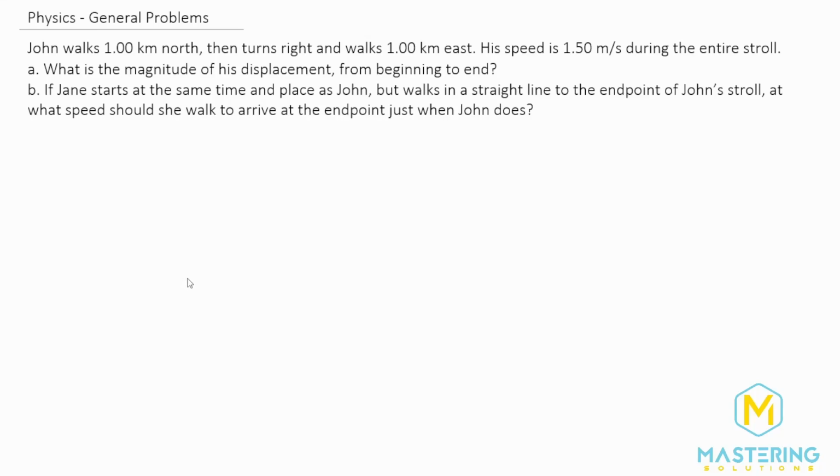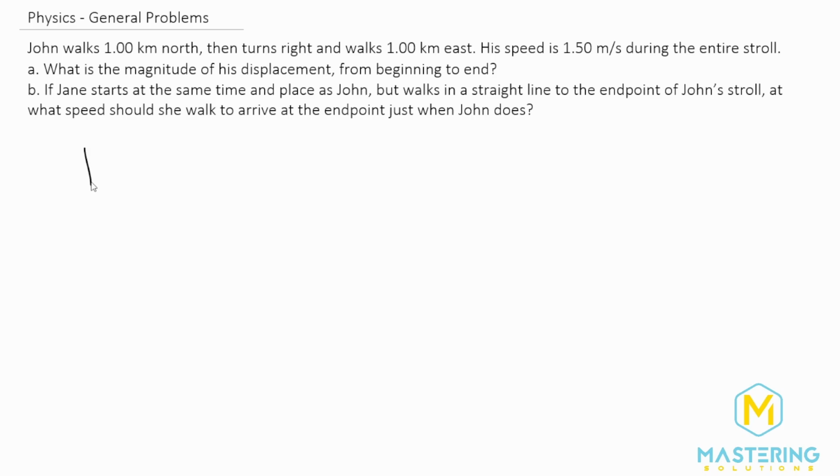Welcome to Mastering Solutions. In this problem, they want us to find out first what is the magnitude of John's displacement from where he started to where he ended up. And then we have to figure out if Jane were to start at the same place but walk in a straight line, what speed she could walk to get to the same place right whenever John does.